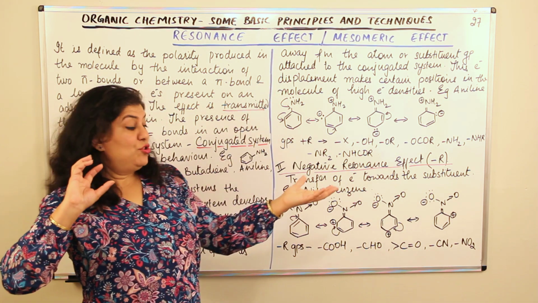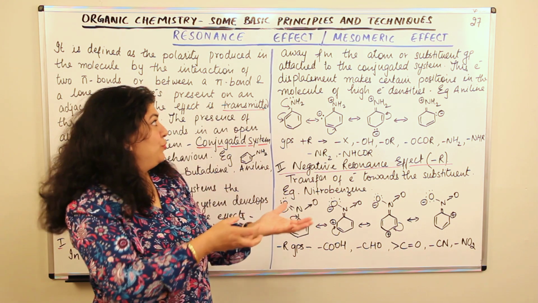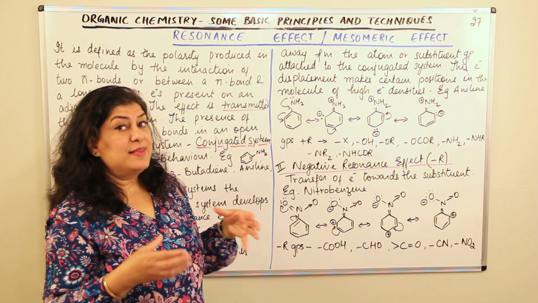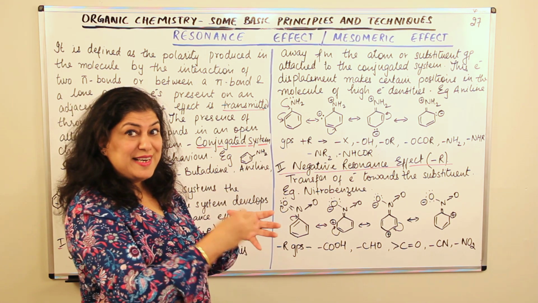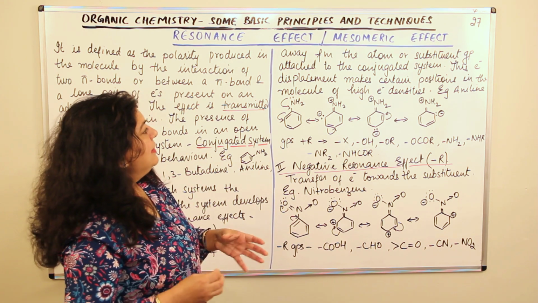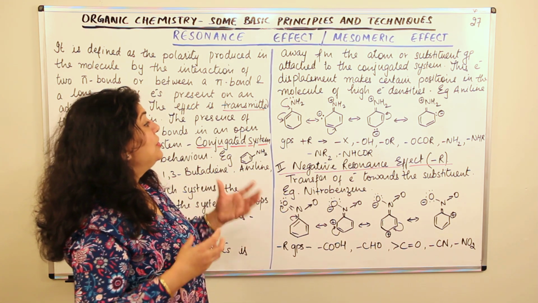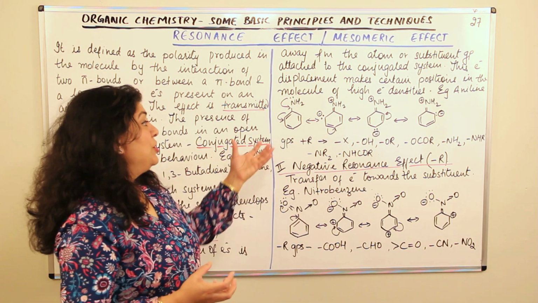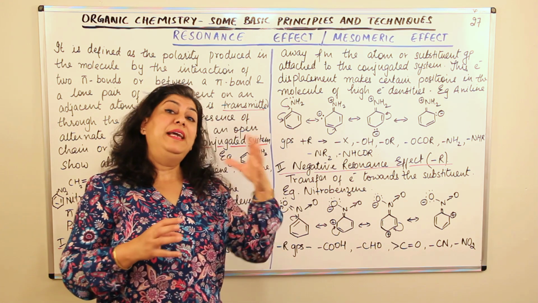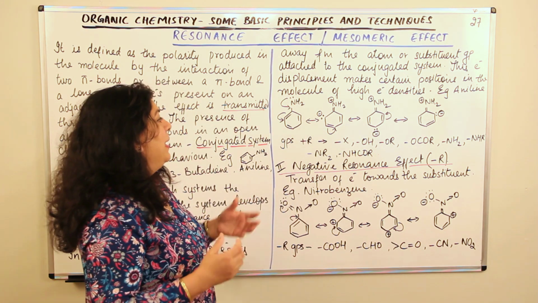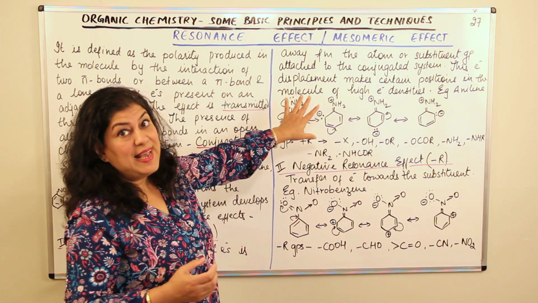So the electrons are moving away from the substituent group, which is attached to the conjugated system. As a result of this, the electrons, that is the negative charge, rotates. This electron displacement makes certain positions in the molecule high in electron density, or they acquire negative charge. An example of the plus R effect is aniline.